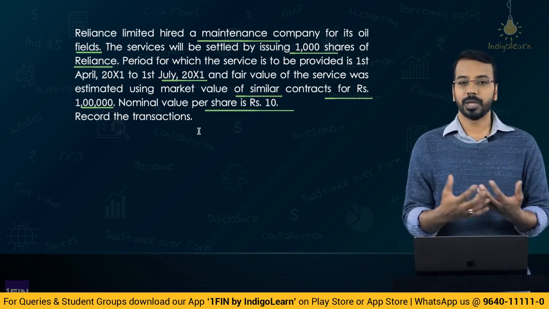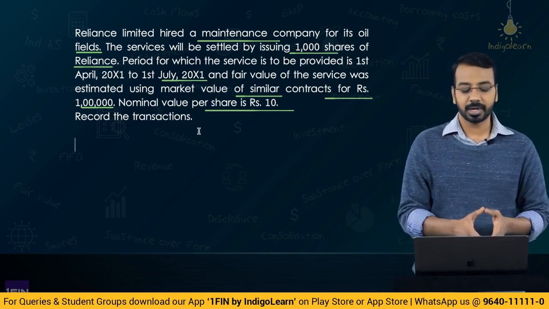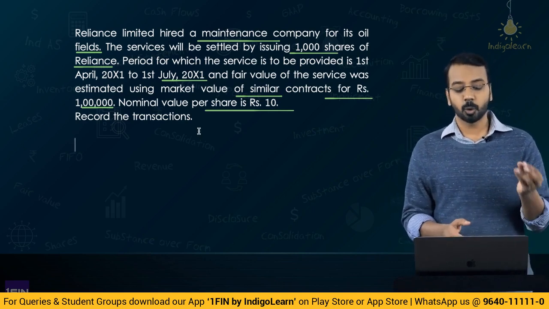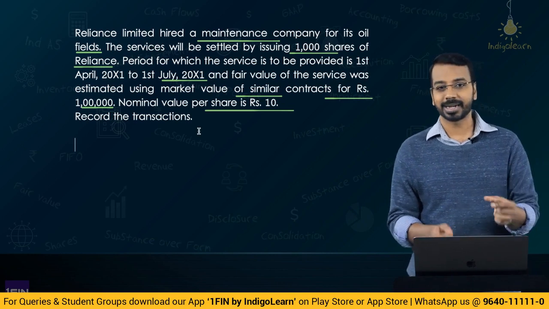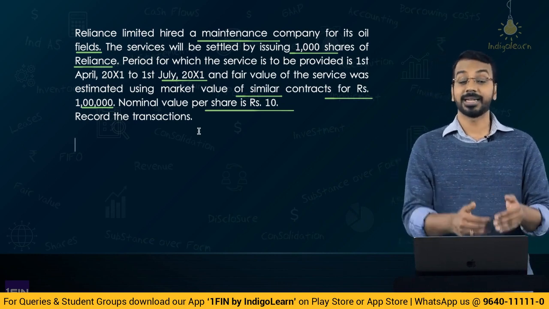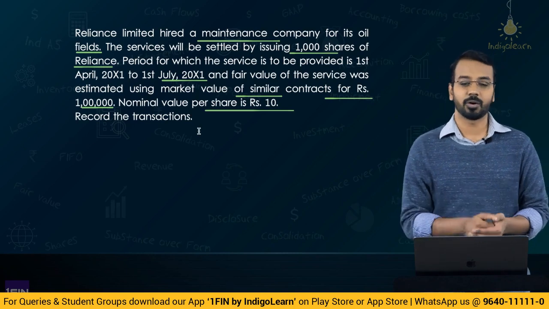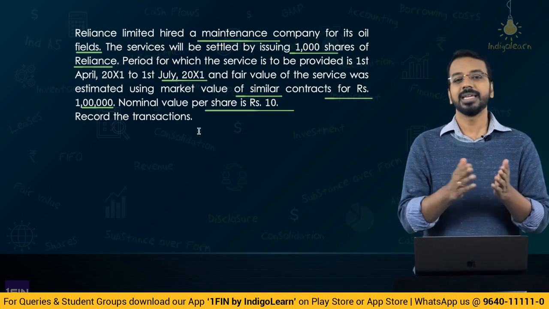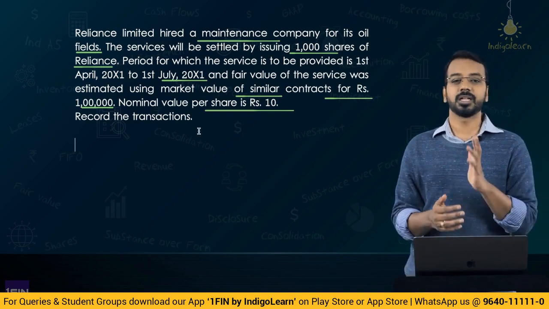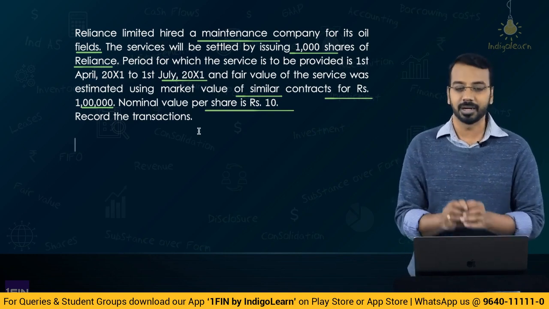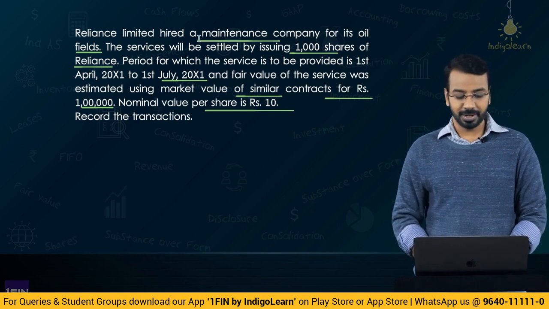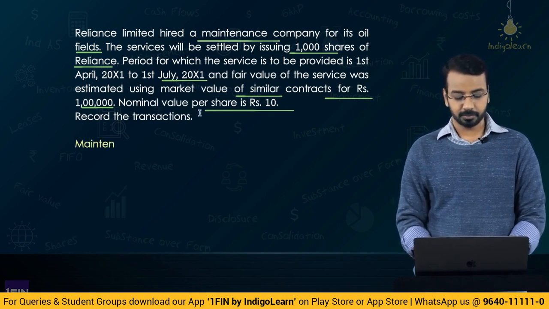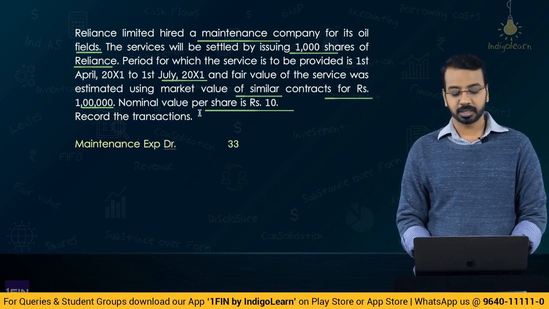Again here, pretty simple. There is a service contract for a 3-month period, and the value of similar contracts can be representative of the fair value of the contract, so the value would be 1 lakh. So 1 lakh is for a 3-month period. Each month, what is the value? 33,333. If you are passing monthly journal entries, what will be the journal entry? This is a maintenance contract, right? So maintenance expense debit by 33,333. You can say 0.33 also.